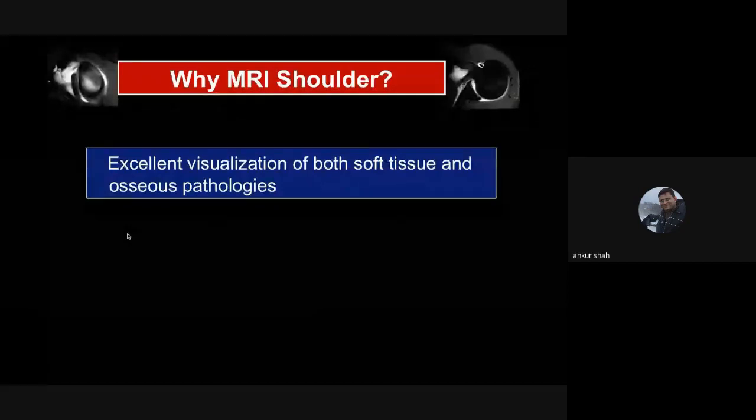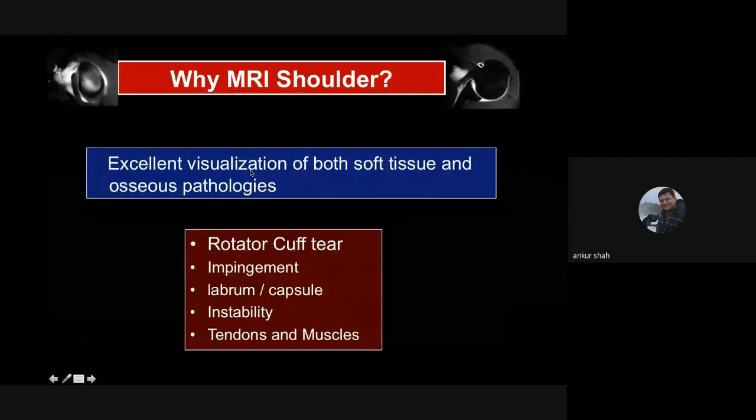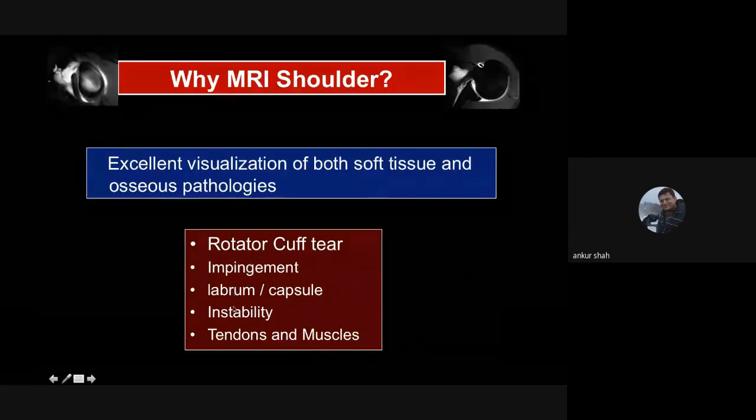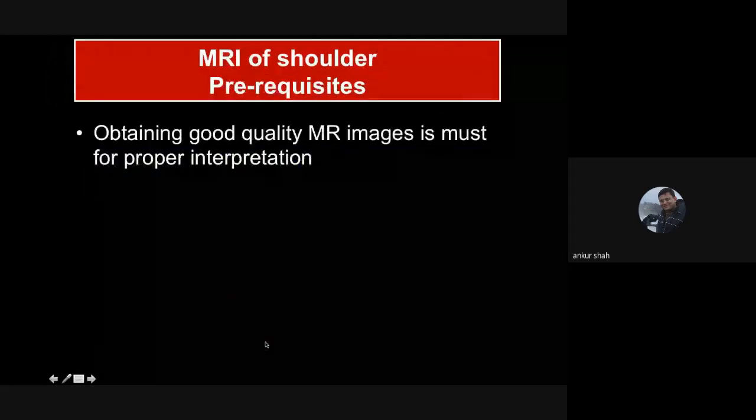So why do we need MRI for shoulder when we have radiograph and CT scan and all? Because with MR, there is excellent visualization of soft tissue as well as bony pathologies. The most common pathology in the shoulder region is rotator cuff tear. This is the most frequent reason for which patients present for MRI, and to you also. The others are impingement, injuries of the labrum or capsule, sometimes instability, and sometimes tendon and muscle injuries.